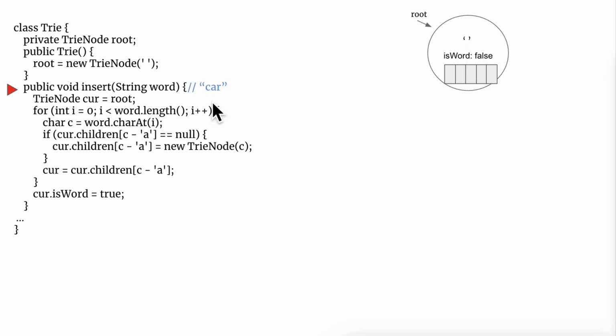Let's say we want to insert the word car into a trie tree. For each tree, we have a pointer reference called root. We copy this reference to another pointer called cur. Now we use a for loop to traverse each character in the given word car. The first letter of the word car is character C. In this if statement, c represents the character we extracted from the above statement, which is character C.